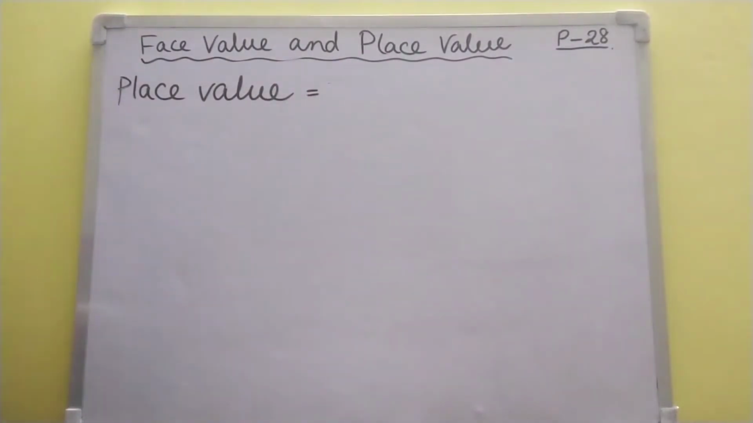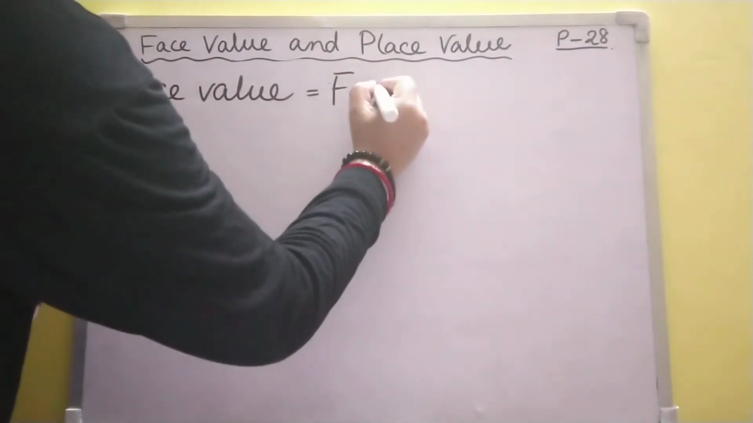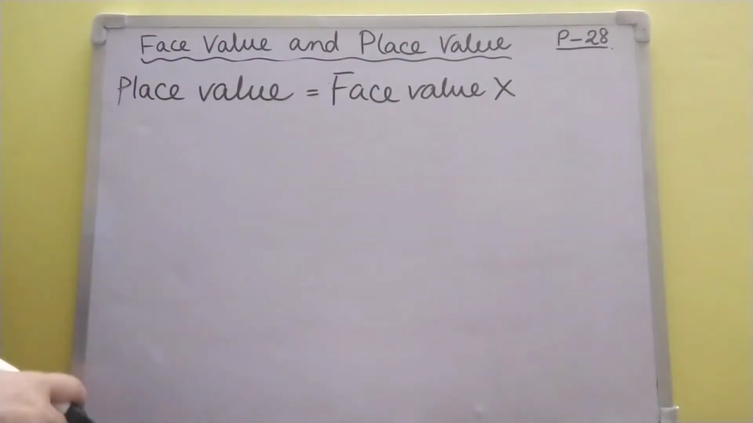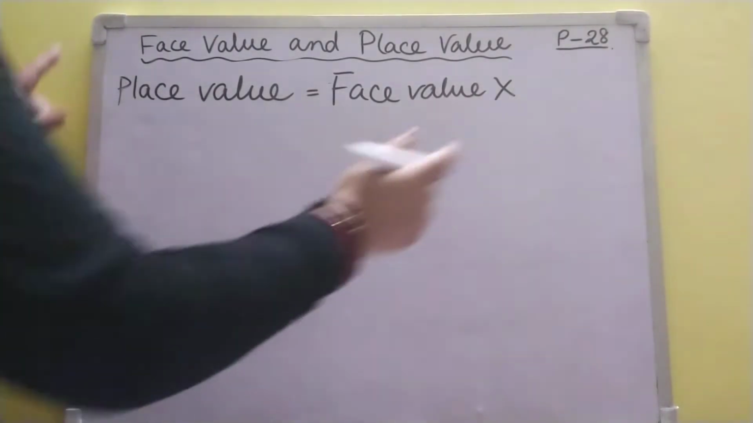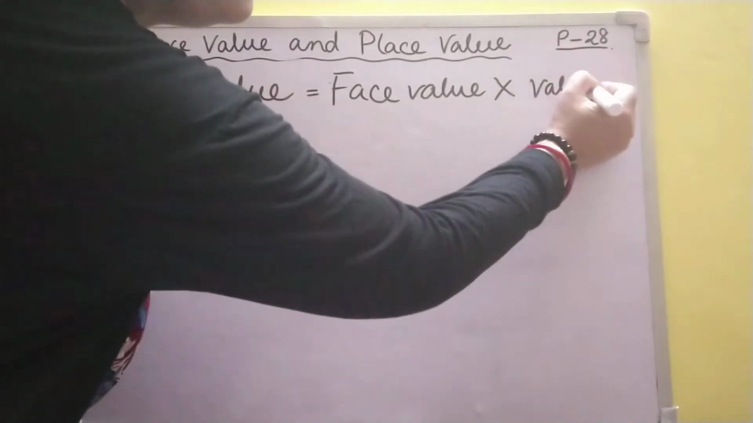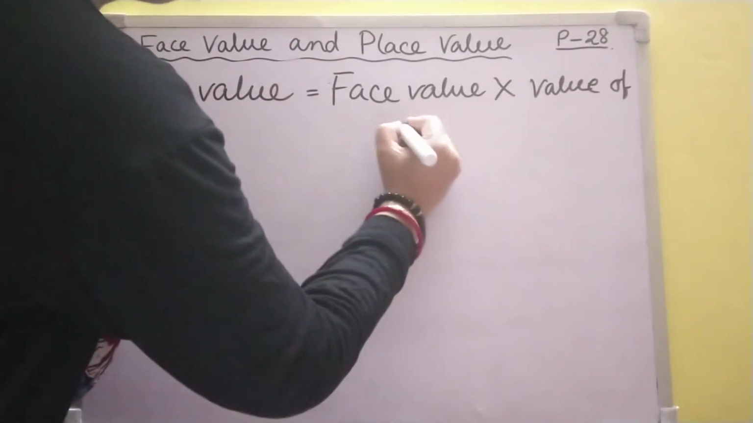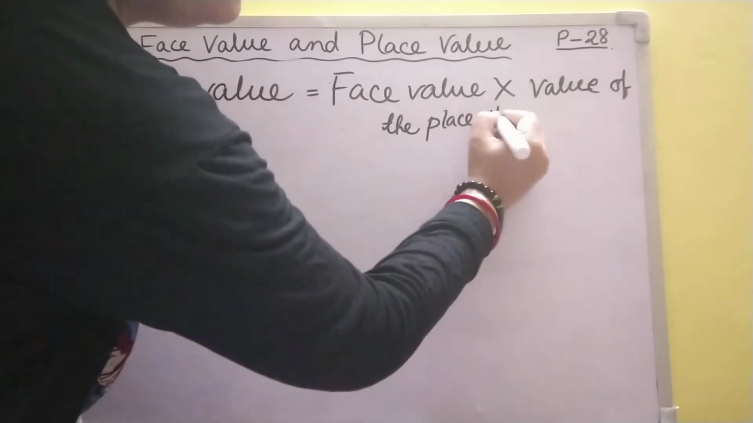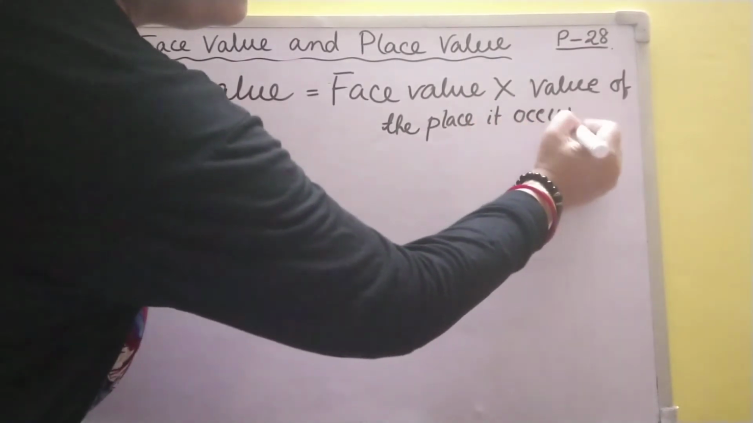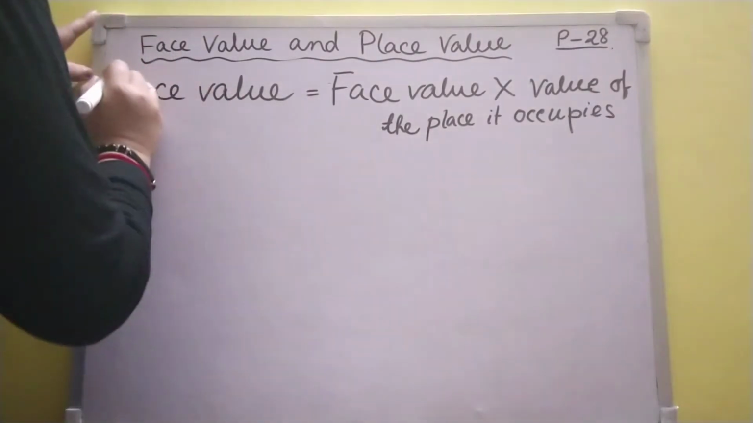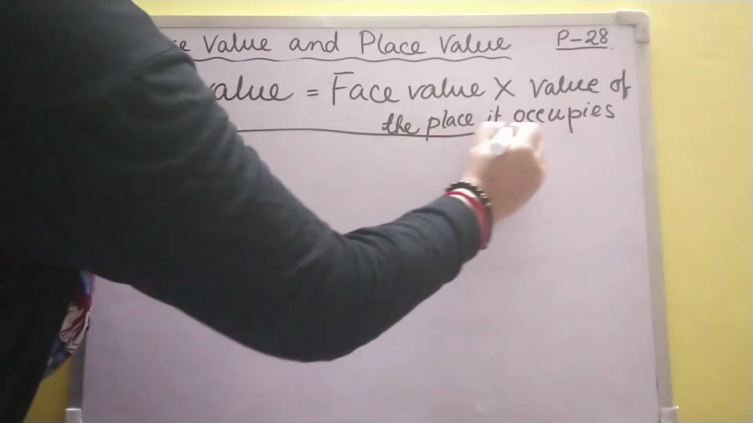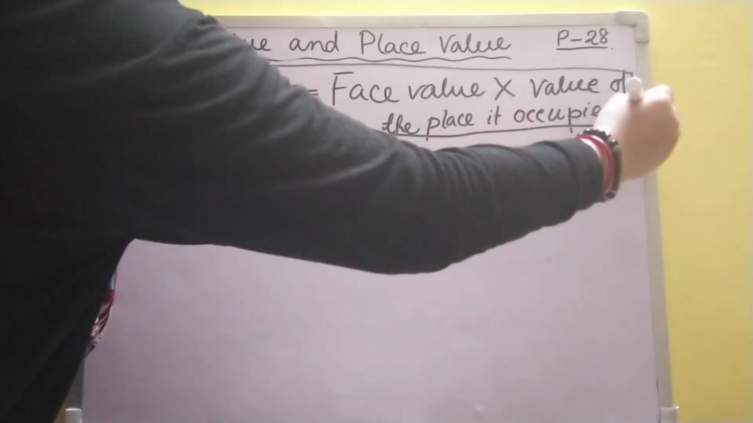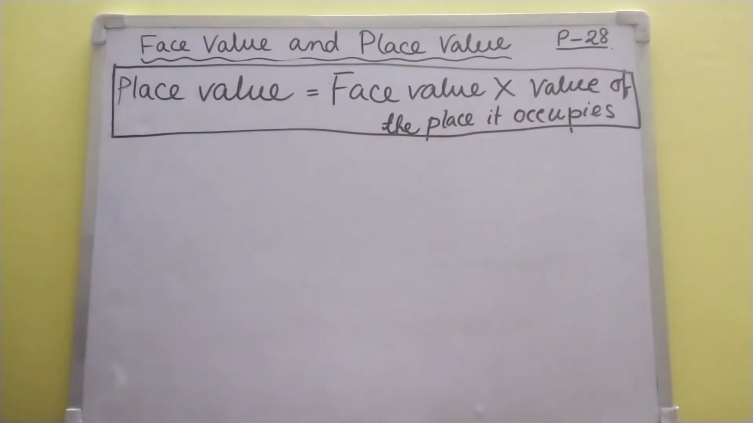Place value equals face value multiplied by the value of the place it occupies. So, this formula you have to always remember when you find the place value of a particular digit. Okay?